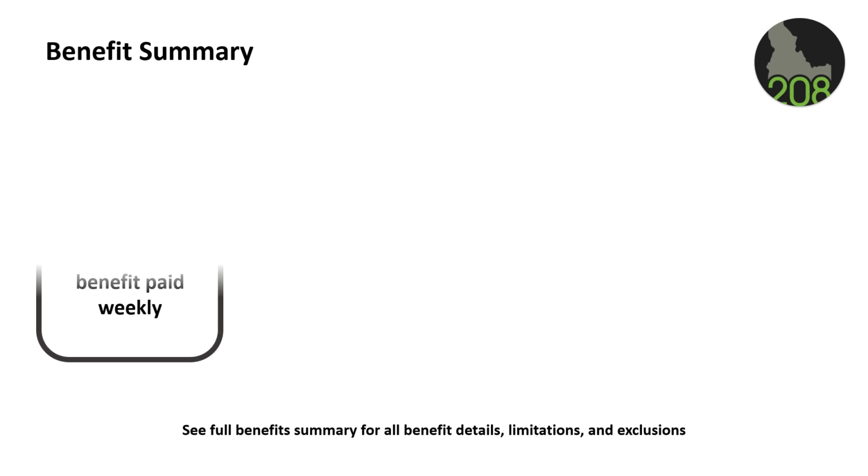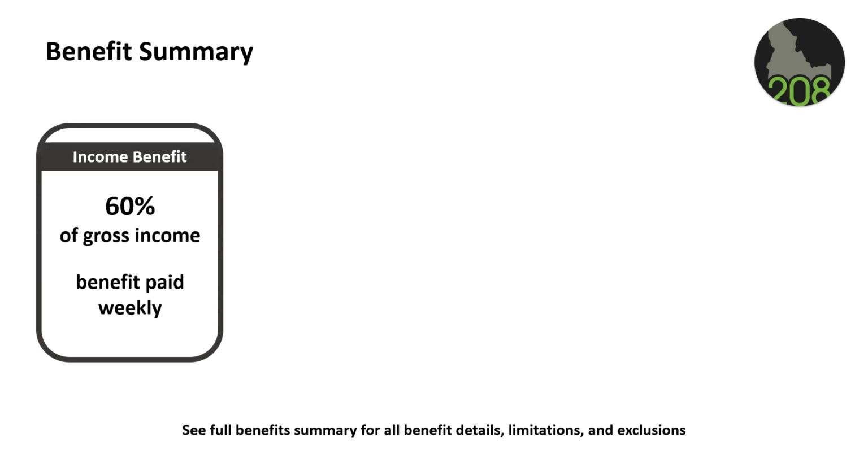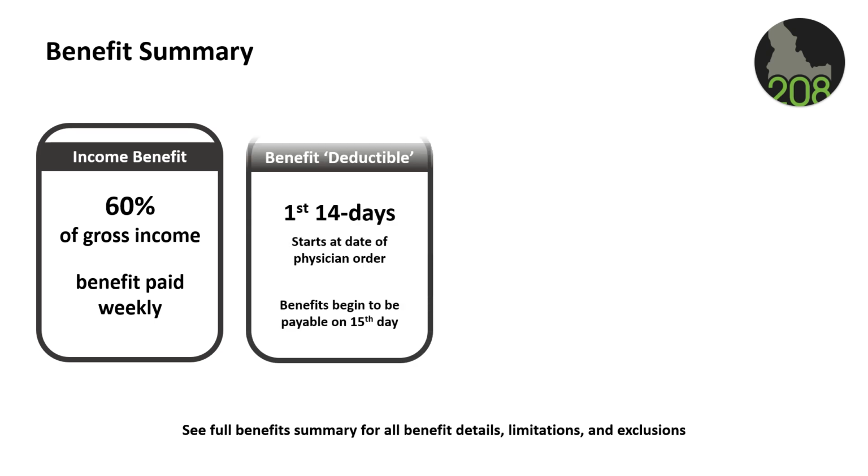How the plan works for you. The plan covers 60% of your gross income paid as a weekly benefit. For most persons, that's going to realize about 75 to 82% of their take-home pay. That's what that 60% of gross income feels like from your paycheck reimbursement.